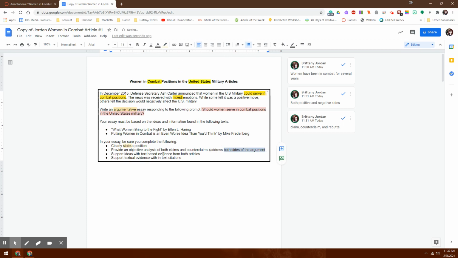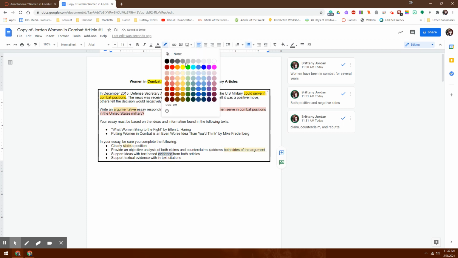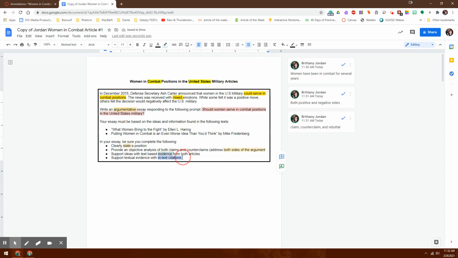You have to have text-based evidence, and you have to have citations. So a lot of that is our skills that we've already done. Okay, so this is kind of just your first stop when we go into something like this. We want to know about our topic, we want to know what our prompt is, and we want to know what we're going to do with this information.